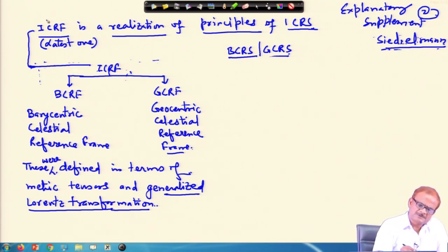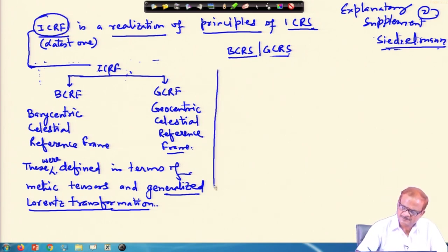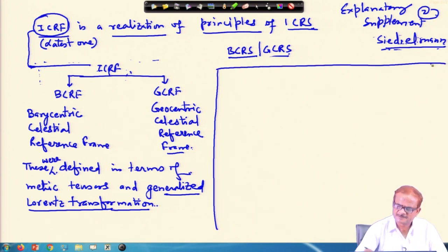Okay, so this ICRF, the International Celestial Reference Frame, is a kinematic realization. I will come to this point, what the kinematic realization is and what the dynamic realization is. Okay, we can go to the next page.